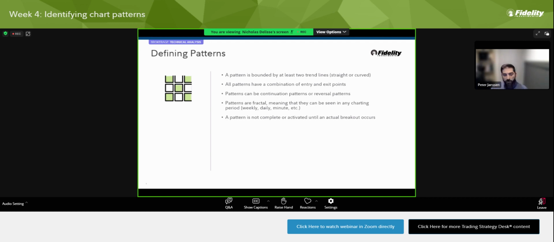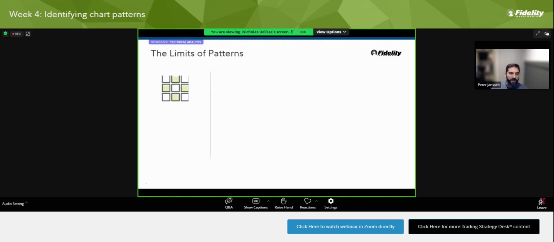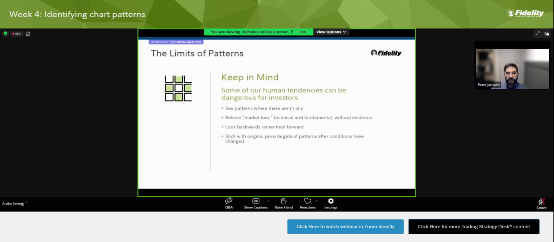There are limits, some of which I had already talked about, which I think is on this next slide here, just keeping in mind those human tendencies. Nick, I've probably been guilty of that, whether it's an indicator, a pattern, or something I'm learning about. You spend an hour reading about a topic, and what do you want to do? You want to use it, right? Why did I just spend this time? It's because I want to use it.